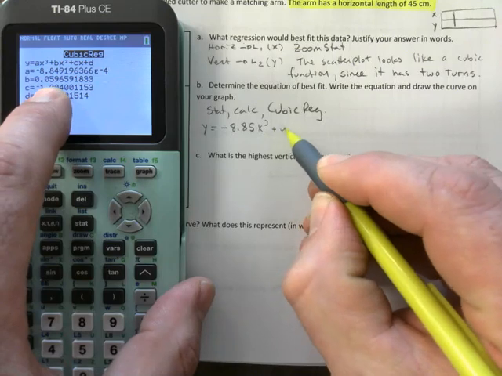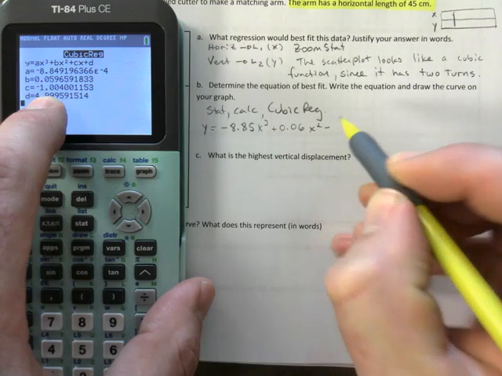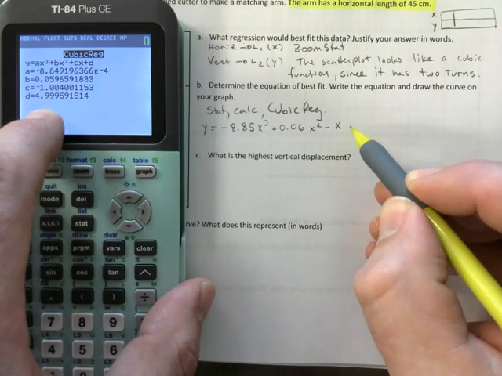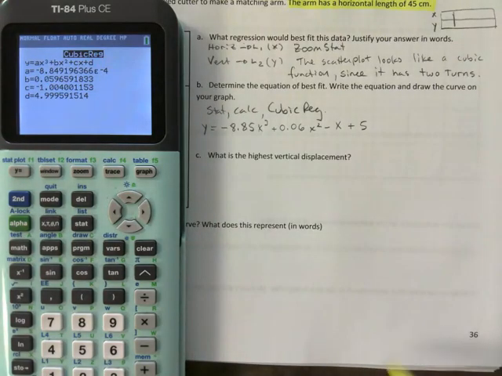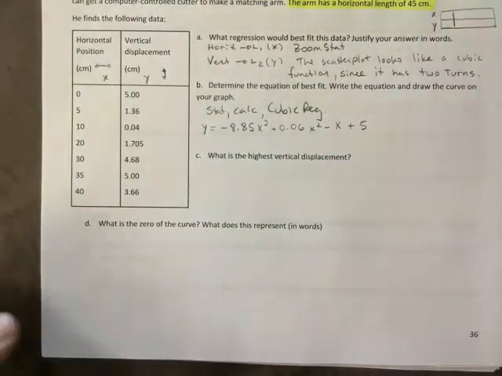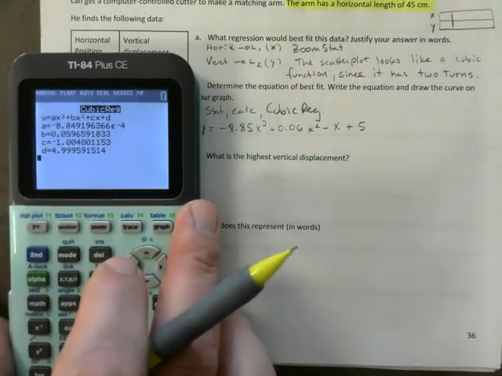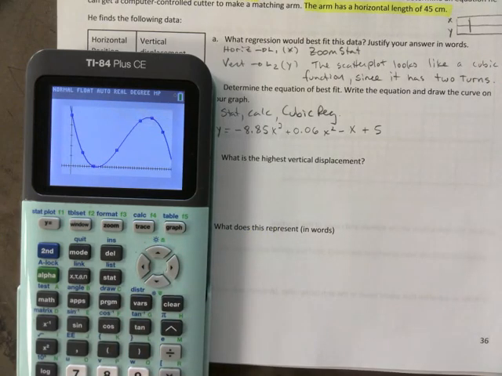Plus 0.06 x squared minus basically x plus 5. Okay? Plus 5. There's my quadratic, not quadratic, cubic equation. And I'm going to hit graph, and I see that it's a very good fit, right? It's a very good fit. Verifies it.